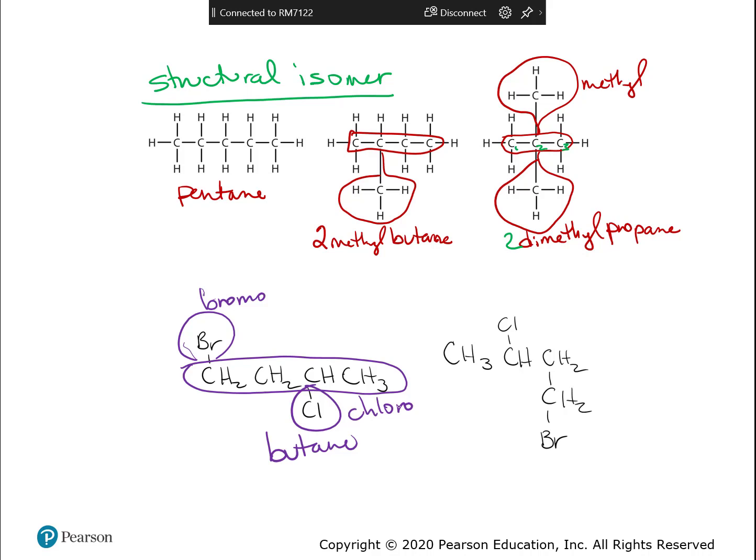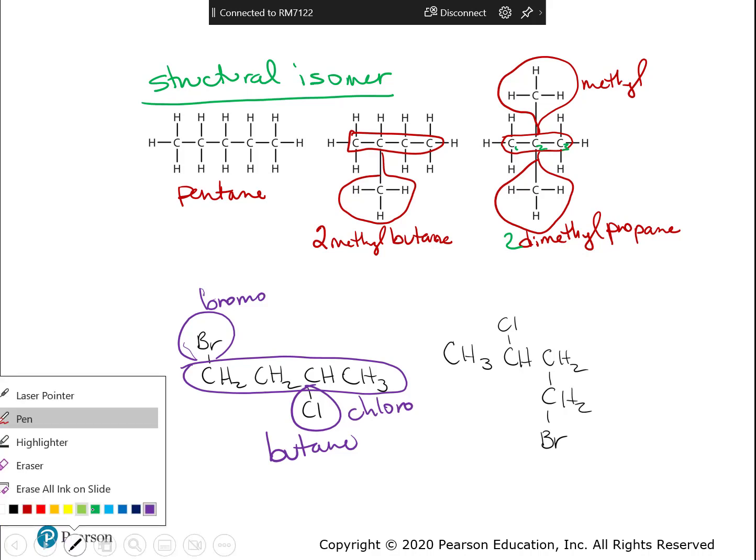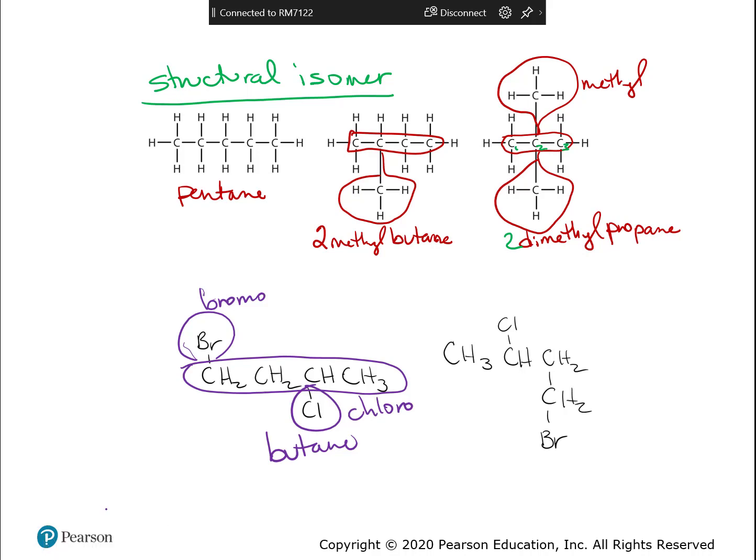Now I have to do the numbering. Do I number from left to right or right to left, or does it matter? I would go from left to right because bromine's over on that end. So this is going to be carbon 1, carbon 2, carbon 3, carbon 4. All I'm doing is just numbering the carbons in the chain. So that means my bromine's a 1, and my chlorine is a 3, and that's the lowest number combination. Otherwise, it'd be 2 and 4 if I numbered from the other direction.